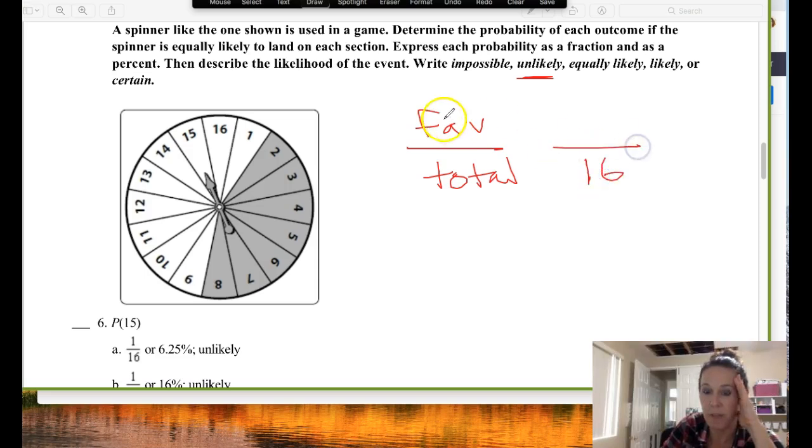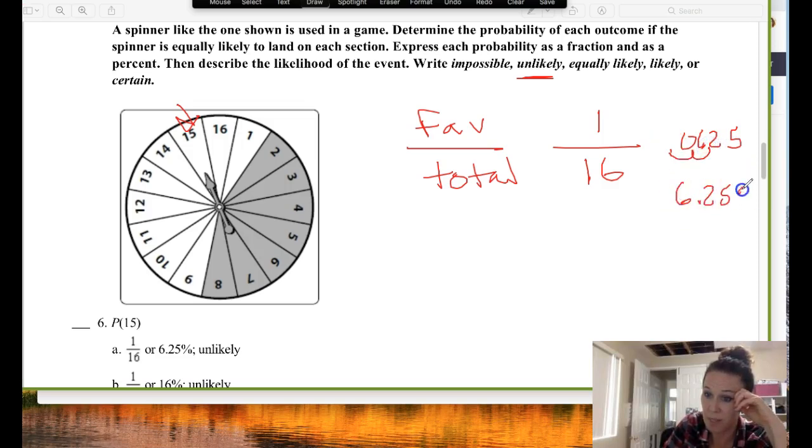16 is my total. My favorable, what I want, the probability of 15 is I want to land on 15. So how many times could that happen? It only happens once right here. So 1 out of 16 would be my probability. Now if you want to turn that to a percent, you go 1 and divide it by 16, and you're going to get 0.0625 as a decimal. Move it over 2 places for the percentage, 6.25%.